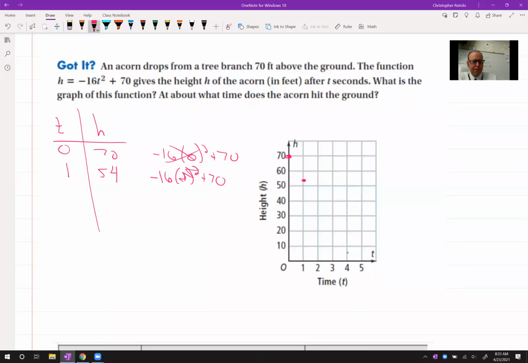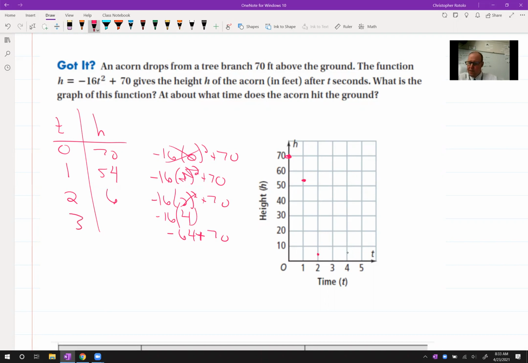All right, so 54. 2 seconds. How about 2 seconds? Negative 16, 2 squared plus 70. All right, so that's 4 times negative 16. So it's negative 64 plus 70. Oh, man. That was a huge drop between 1 and 2 seconds, right? Because now this acorn is 6 feet away from the ground.